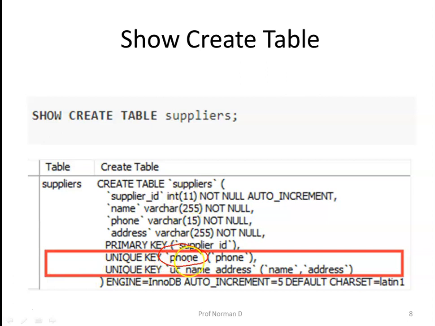You can see the structure by using the query SHOW CREATE TABLE and the name of your table. That will give you the entire structure of your table. So even though in this case we have not specified the constraint name for our attribute phone, MySQL has given a constraint name for this particular attribute. So if I want to remove this constraint, I can make use of this index name.